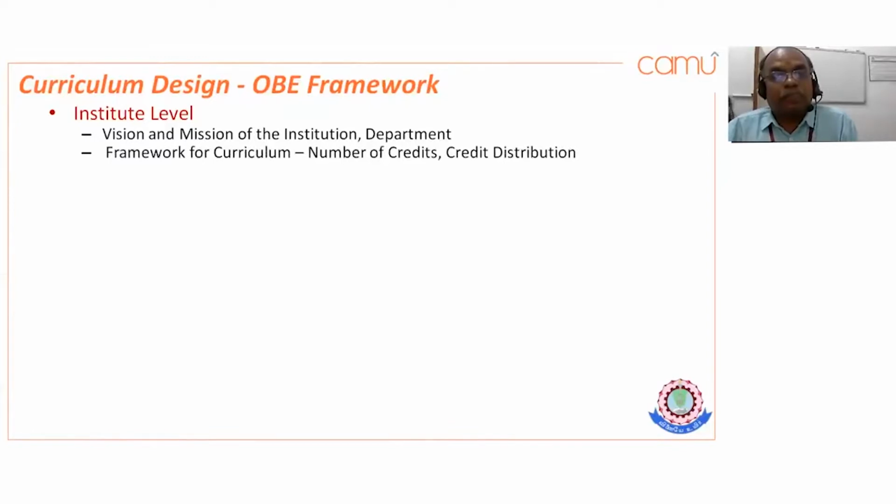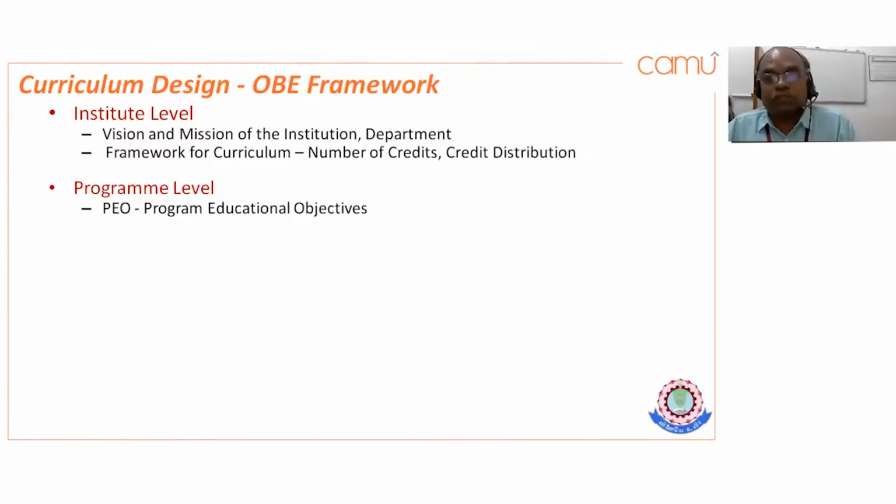Then at the institute level, we get a framework for the curriculum, such as the number of credits: how many credits should be allotted for the foundation courses like humanities and social science, basic science, engineering sciences, how much should be for core, and how much should be electives. That is the institute level framework. Then at the second level, the program level, we write the program educational objectives. These are visionary statements: after 3 to 5 years of graduation, what about the abilities of our students?